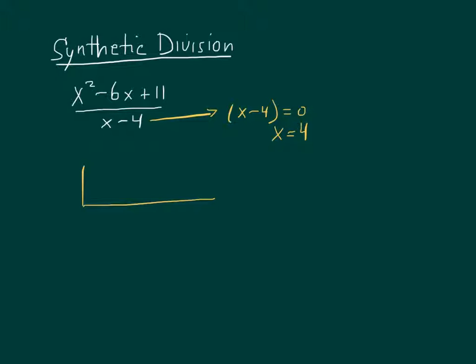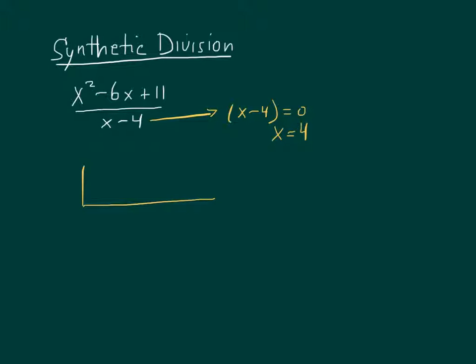So if x squared minus 6x plus 11 is divisible by x minus 4, that means x minus 4 is a factor, and that means that 4 is a root. Now, if you do end up with a remainder, then you're just going to write that remainder over the x minus 4, and we'll take a look as we move through.